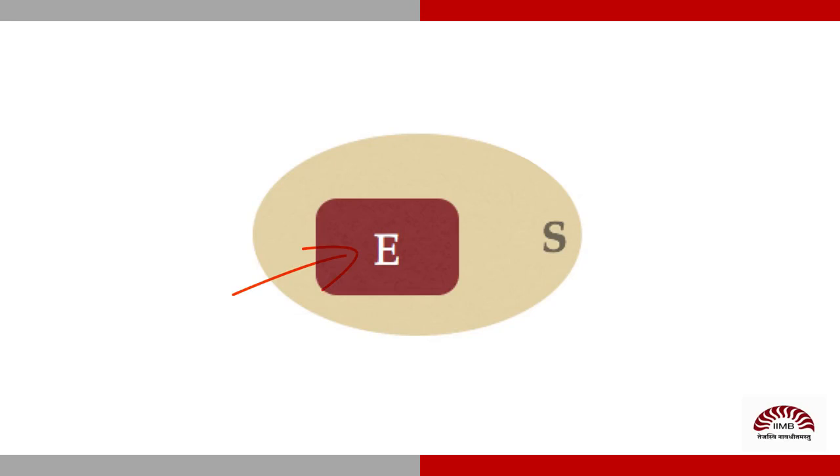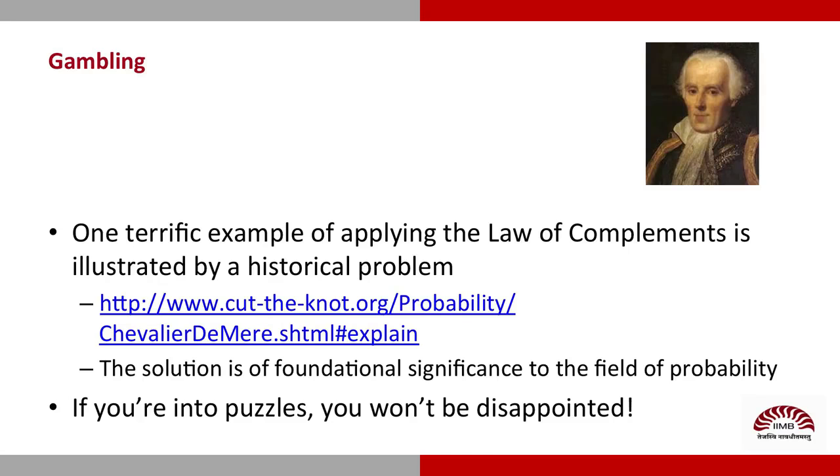If the dark brown portion accounts for the probability P of E, then the light brown one should have 1 minus P of E, right? We have a law. P of E complement is 1 minus P of E. This result looks deceptively simple, but it can be used to great advantage to solve problems. There are several occasions when figuring out the complement of an event is the better way out.